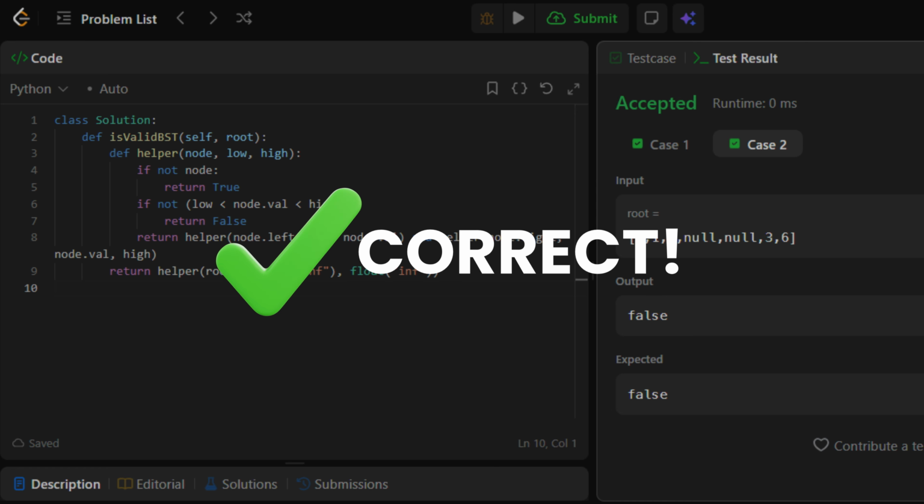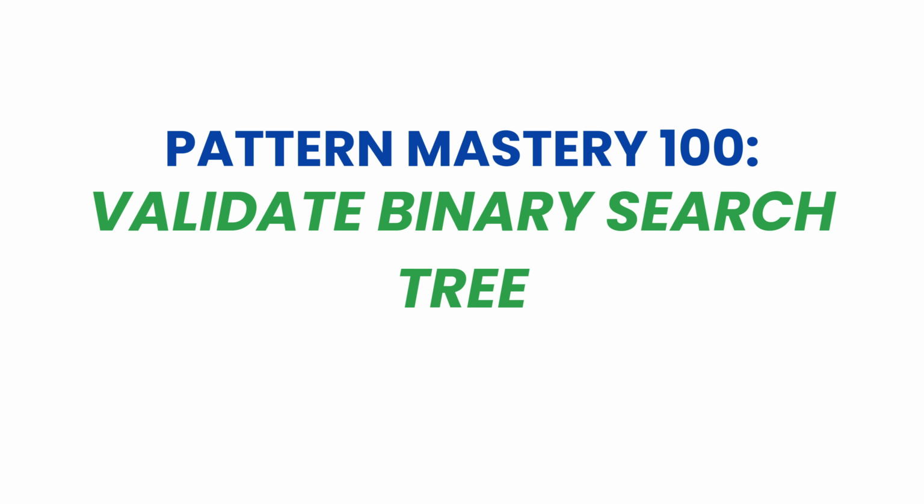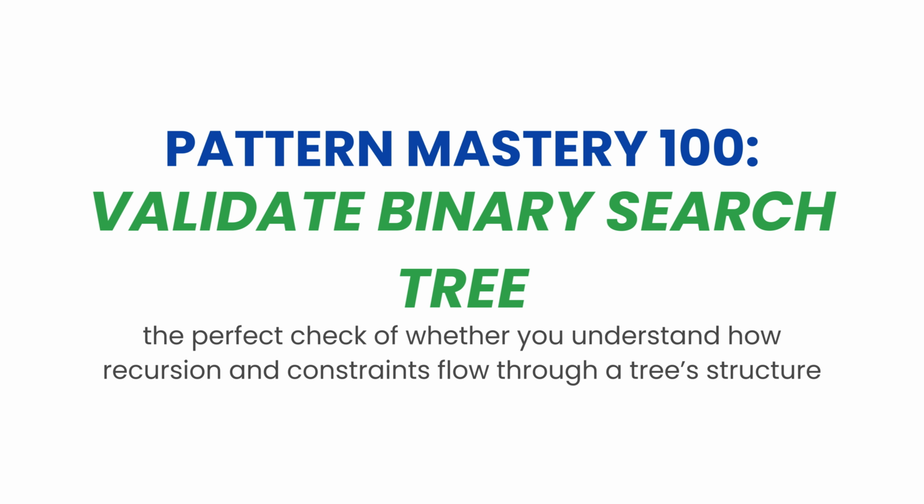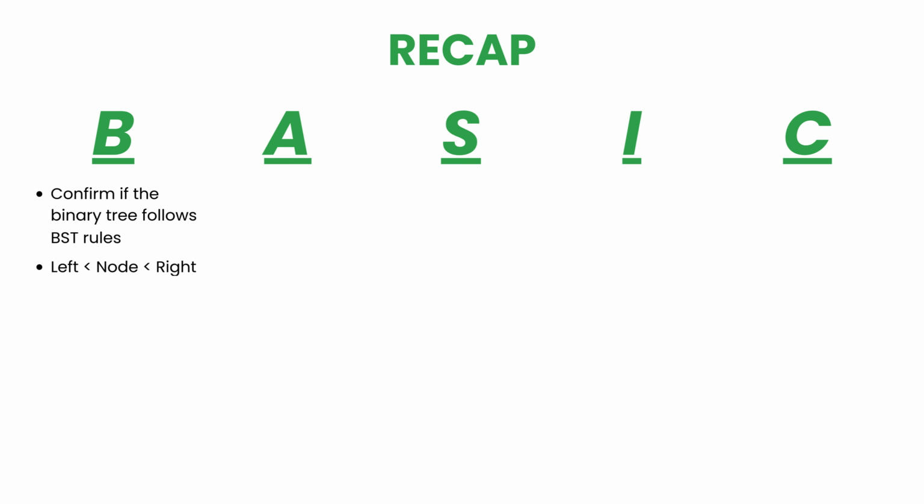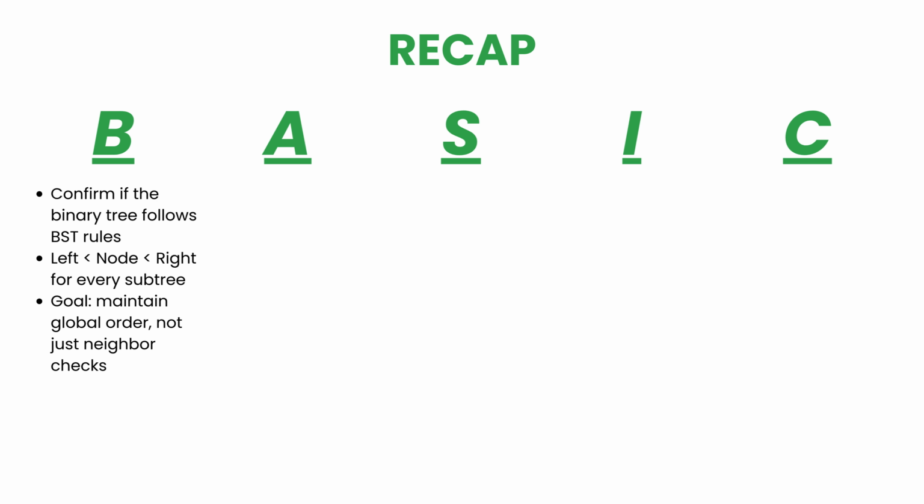So, how do you really know if a tree is behaving like a proper binary search tree? Validate binary search tree is the perfect check of whether you understand how recursion and constraints flow through a tree's structure. Let's do a recap. The problem asks us to confirm if a given binary tree follows BST rules, meaning every node's left subtree has smaller values, and every right subtree has larger values. Conceptually, it's about keeping the entire structure ordered, not just comparing neighbors.